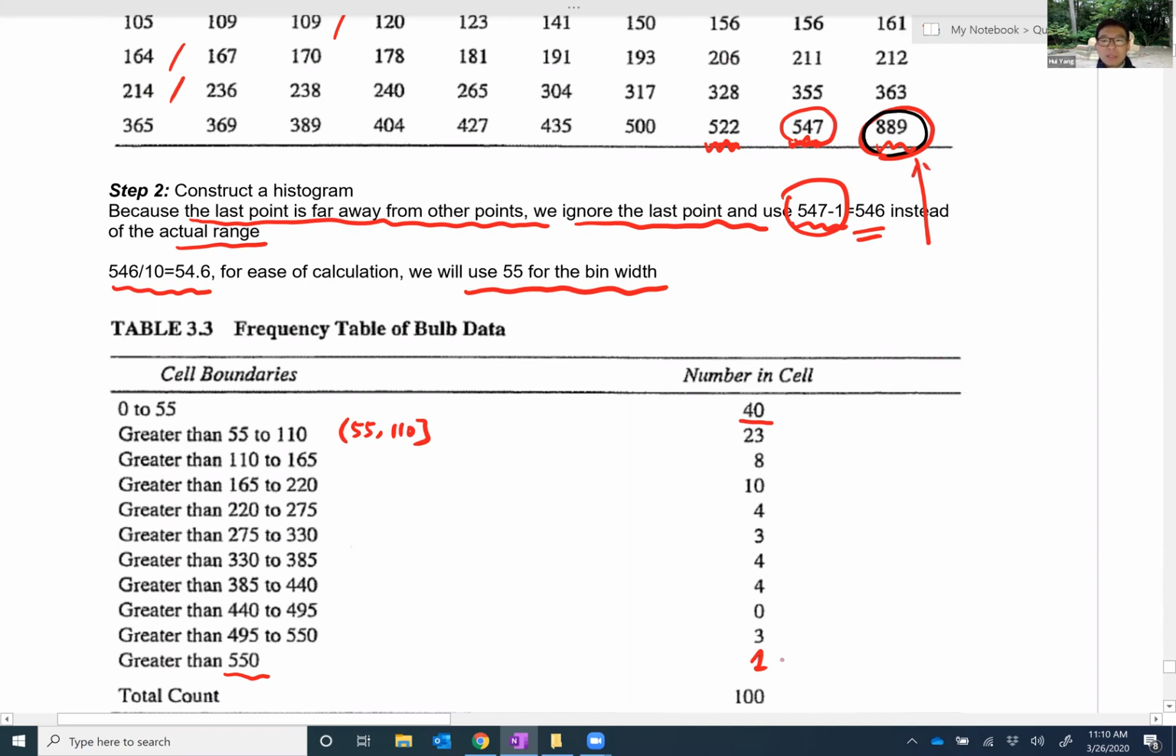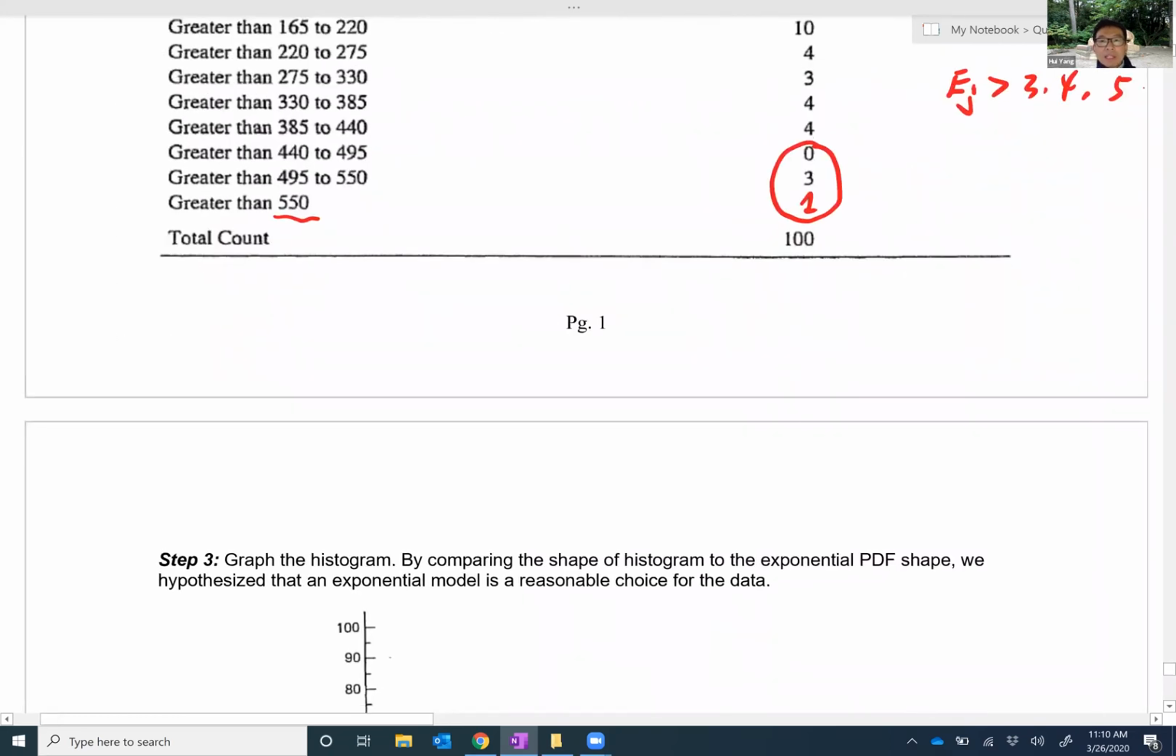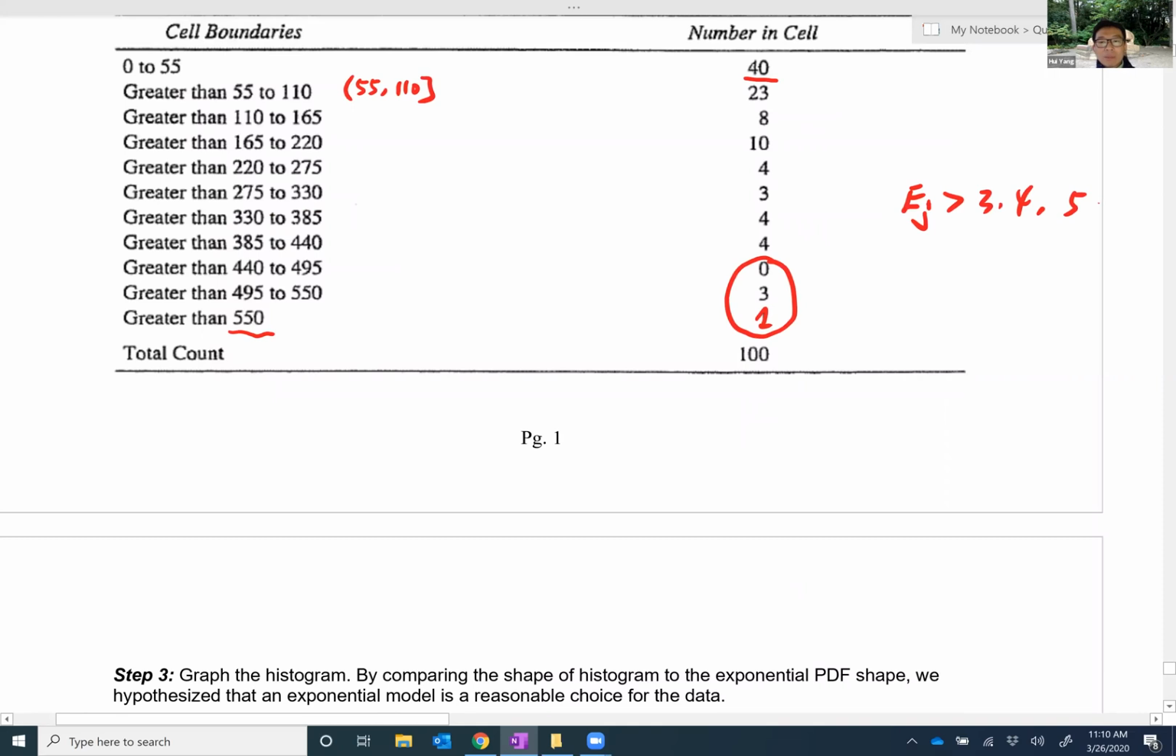So this is our outlier because EJ is too small. We want EJ to be greater than 3, 4, or 5. So if this is too small, then we can combine these three together as one bin. Let's see how we do the combination in the next slide. We haven't come to the combination of the bins yet, so let's first use the observed samples in each bin and construct the histogram.